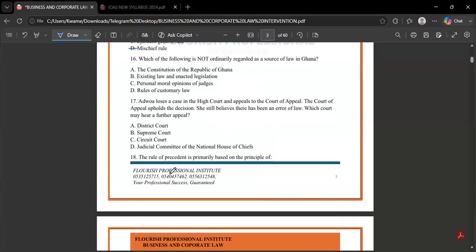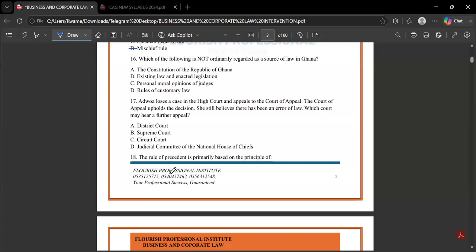Question 6. Which of the following is not ordinarily regarded as a source of law in Ghana? A. The Constitution of the Republic of Ghana. B. Existing law and enacted legislation. C. Personal moral opinions of judges. And D. Rules of customary law.